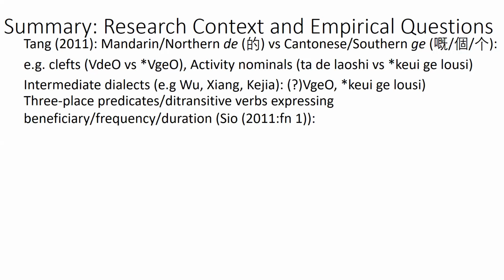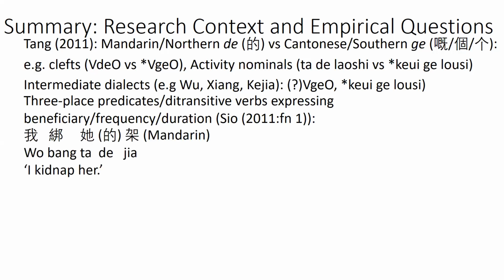I suppose there's perhaps another construction where de and ge also differ. This is mentioned in a footnote in Joanna Xiu's chapter in Feng-hsi Yap's edited volume on East Asian languages nominalisation. For example, the use of de and ge with three-place ditransitive verbs, expressing beneficiary, frequency and duration phrases, etc.